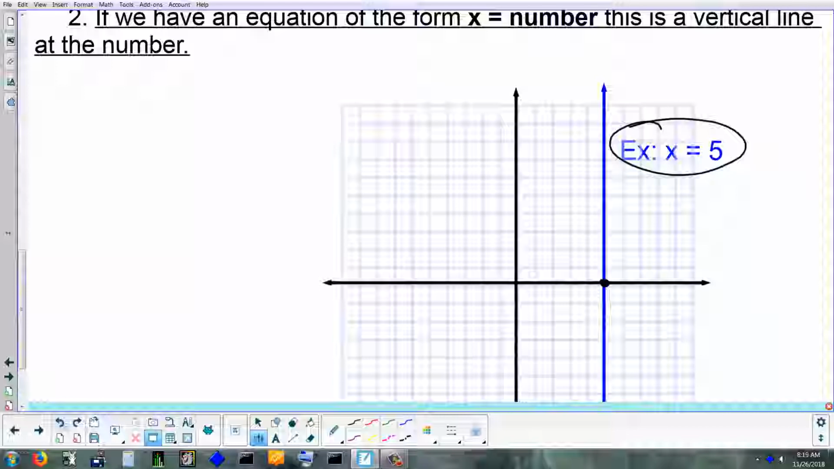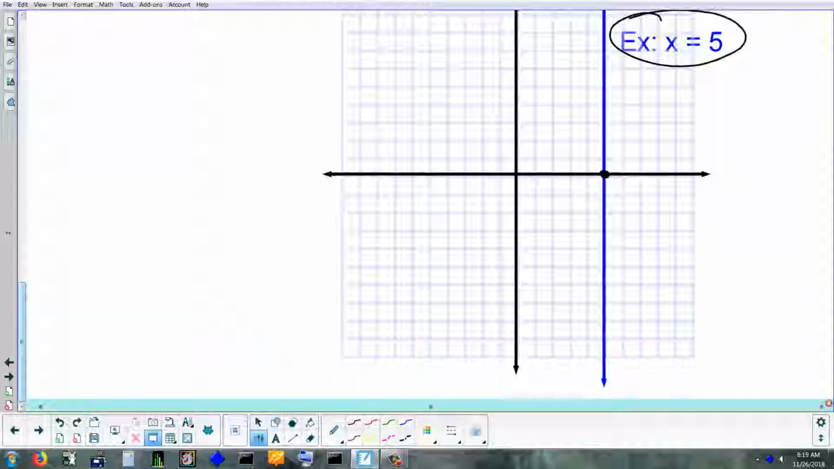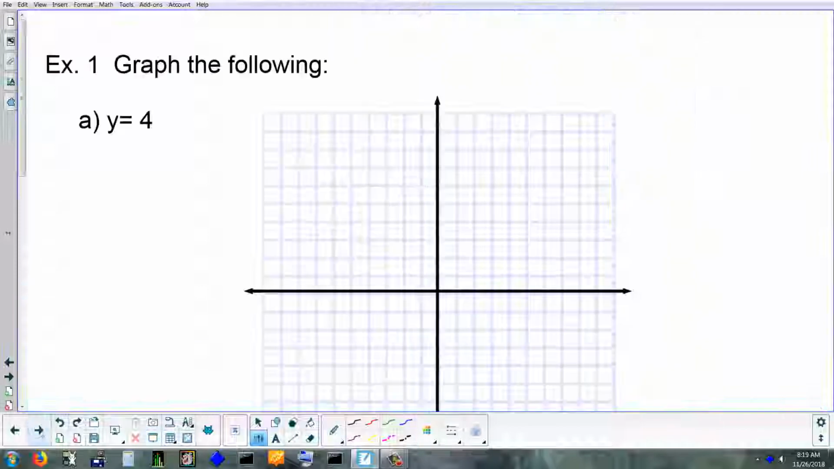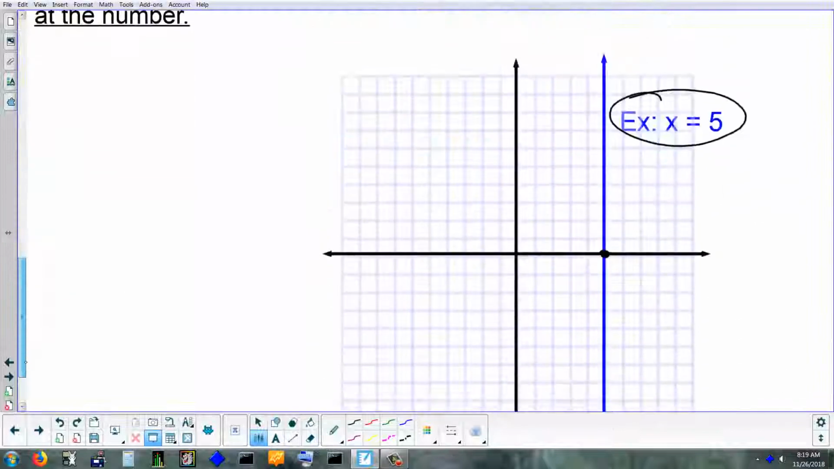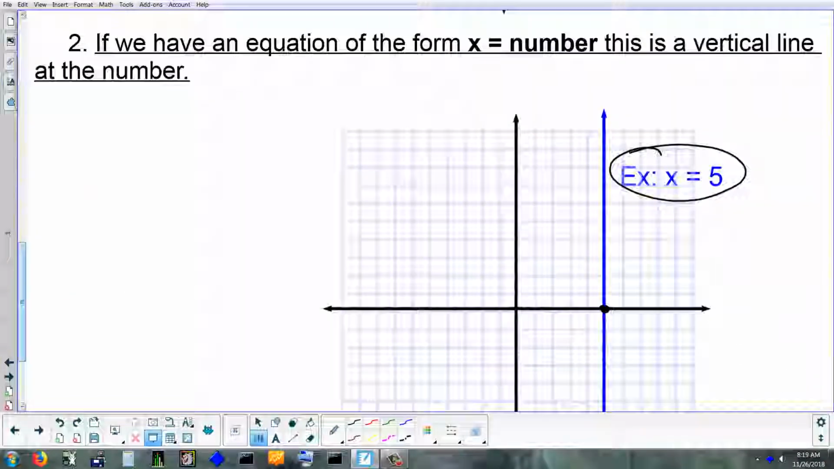Okay, other than those two special cases, everything else is going to be slanted. All right? And that's what we're going to spend most of the time on. What's slanted? Equations that have both an x and a y, not just one or the other. Okay, but we'll do a couple. I think we've got a couple examples coming up where we'll graph special cases. So y equals, x equals. Does anyone still need to copy down anything for number 2?